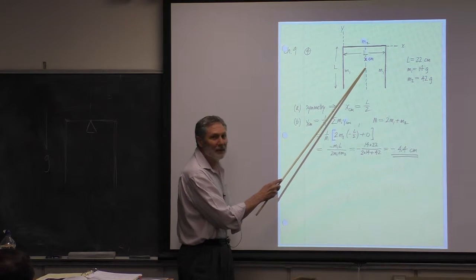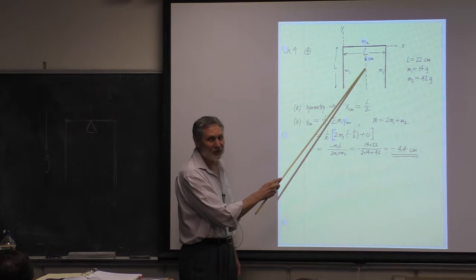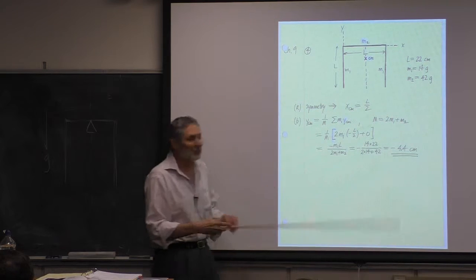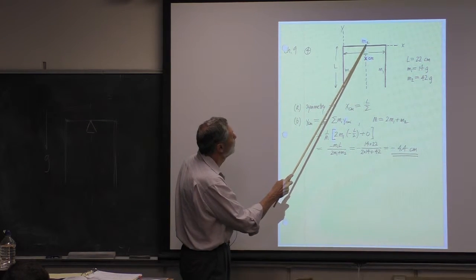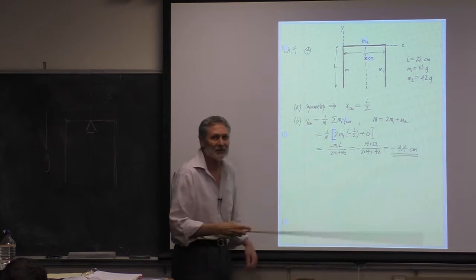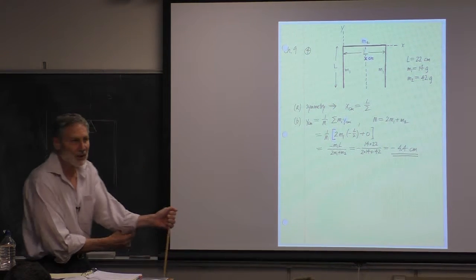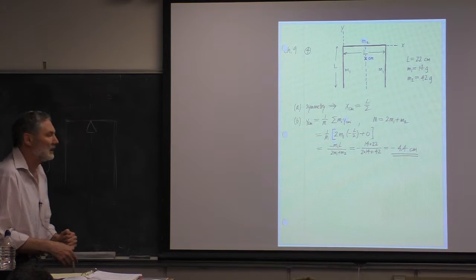Right here. Now add M2. What's that going to do to the center of mass? Push it up. So we already know that it's got to lie on this axis between y equals 0 and y equals minus L over 2. So that's good. That's a check. Now exactly where it lies, we have to do a calculation.